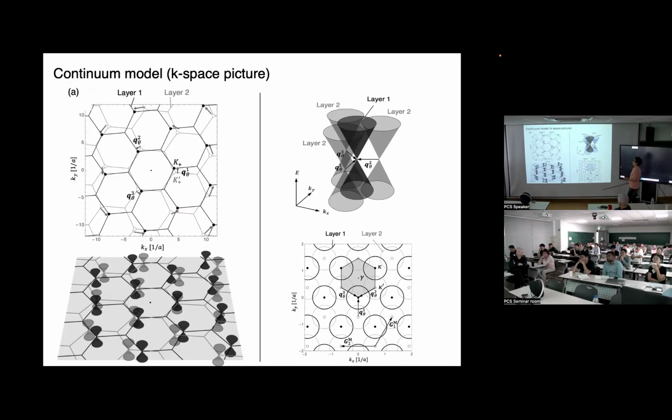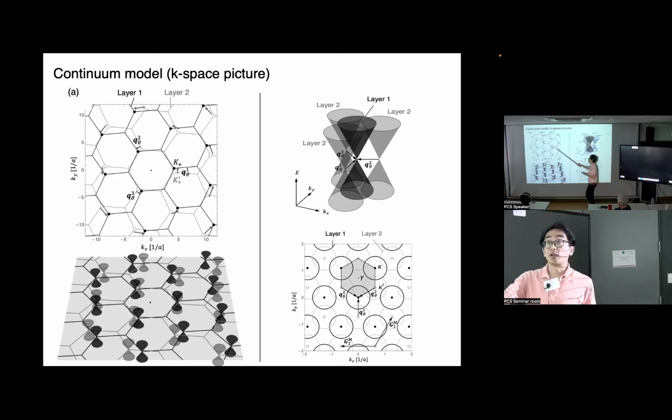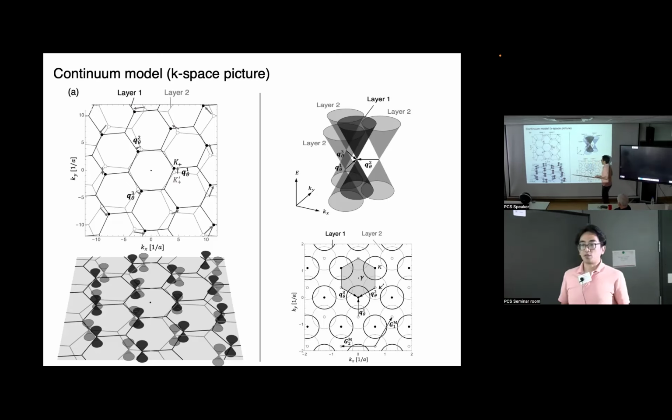Okay, so it takes some time to explain how to extract the continuum model from scratch. So I'll just explain the result. It's very easy. If you consider graphene, the low energy electronic structure is dominated by the Dirac cone, which is located at the Brillouin zone corner, not gamma. If it were at the gamma point, the result would be trivial. But because it's located off the center point, it gives many interesting effects.